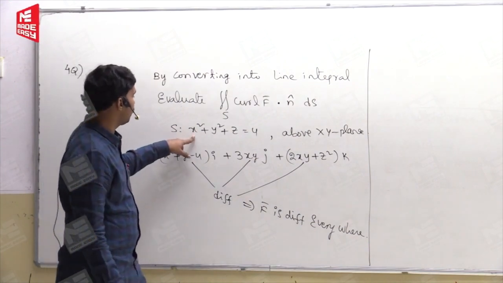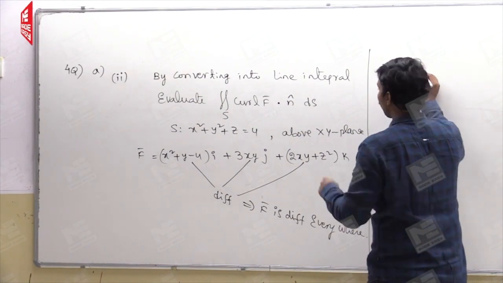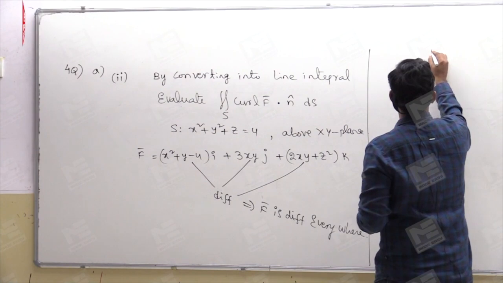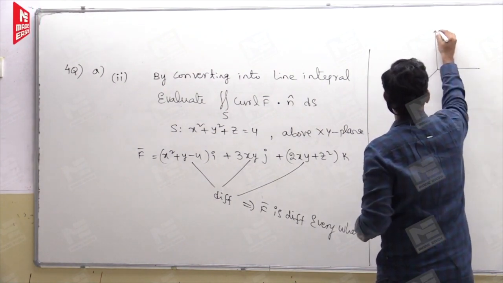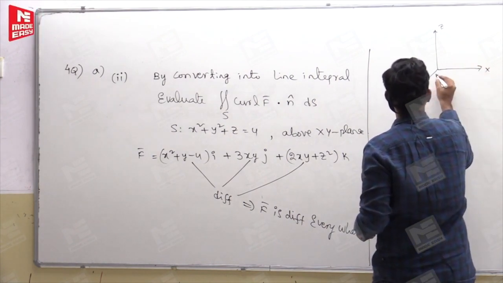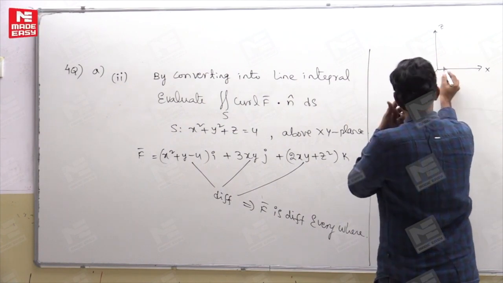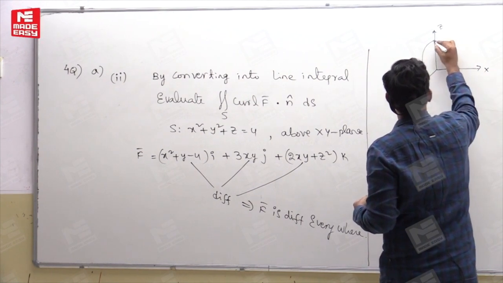But now, if you look at the surface here, what is this surface? x square plus y square plus z is equal to 4. So it is a kind of surface you are seeing. Suppose this is the z axis here, and this is x and this is y. So what you are going to see is, based on the circle x square plus y square, somewhere it is like this.